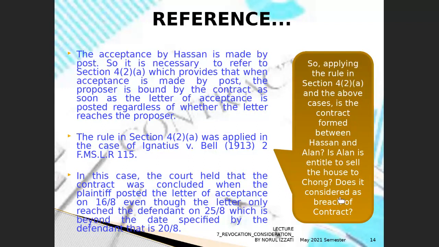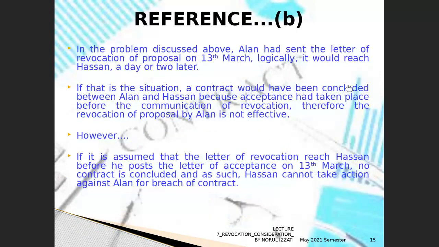Then what they need to do, they may claim for the damages or they may claim for the specific performance to get back the property, so that the contract can remain between Alan and Hassan. Okay. Now, let's go to reference for B as well.